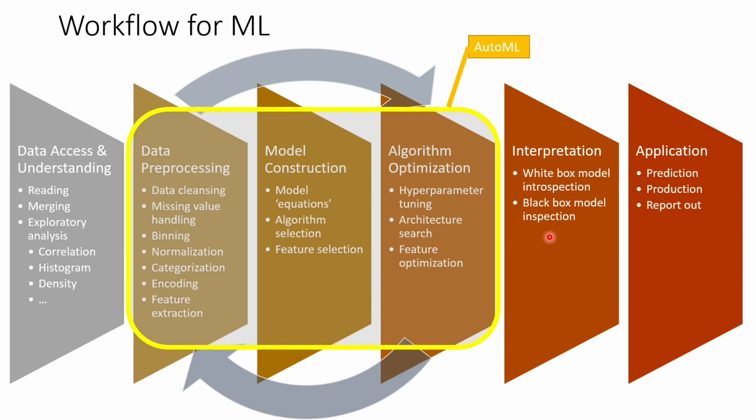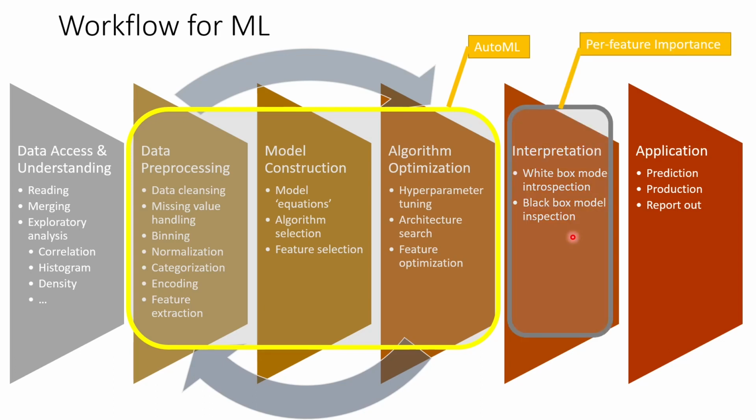Once you have a good model, you want to understand why the model is producing the decisions it is. Now, if you have what we call a white box model, a simple model like a simple decision tree or a linear regression model, you can just inspect the model and understand how the model is working. But if you have a more complex model, it's not possible to do that.